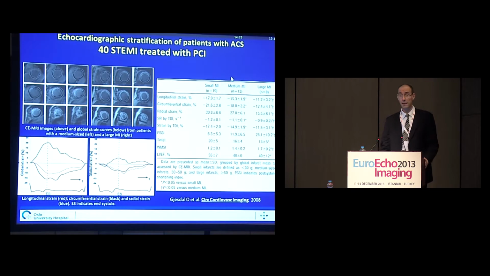This is a clinical study from our laboratory where we looked at 40 STEMI patients treated with PCI, and then after 9 months, late enhancement MRI was performed to determine infarct size, and also an echocardiography was performed to study strain. The patients were grouped into small, medium, and large infarction according to the MRI study.